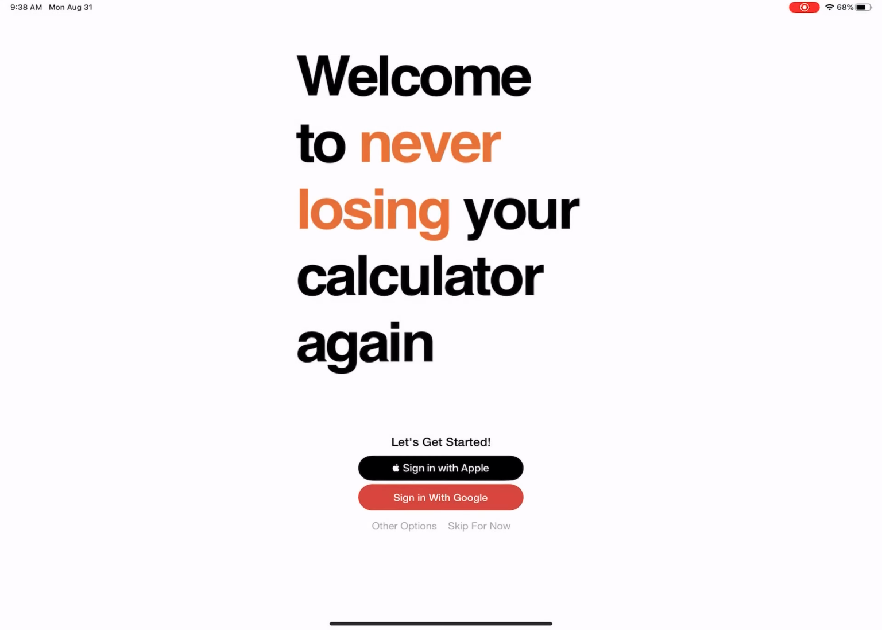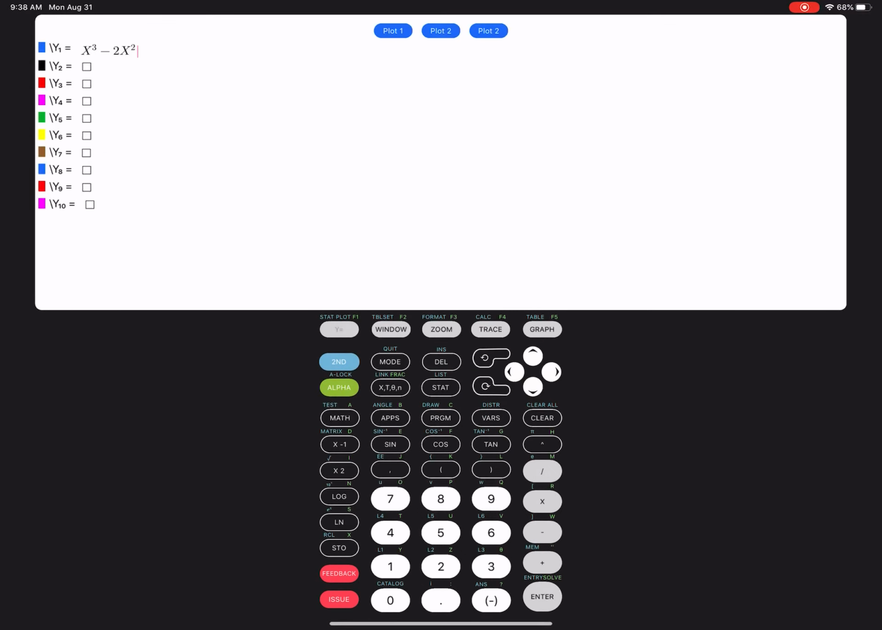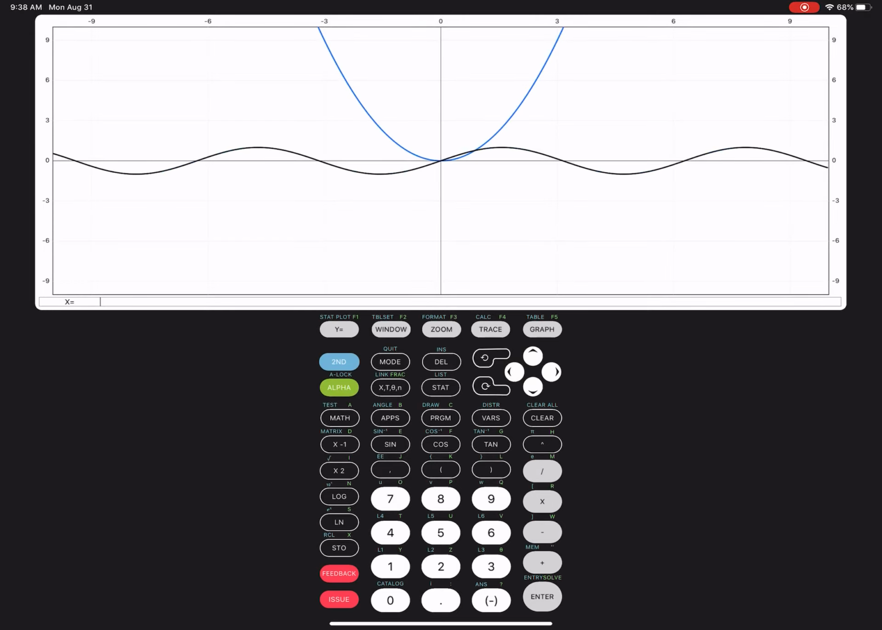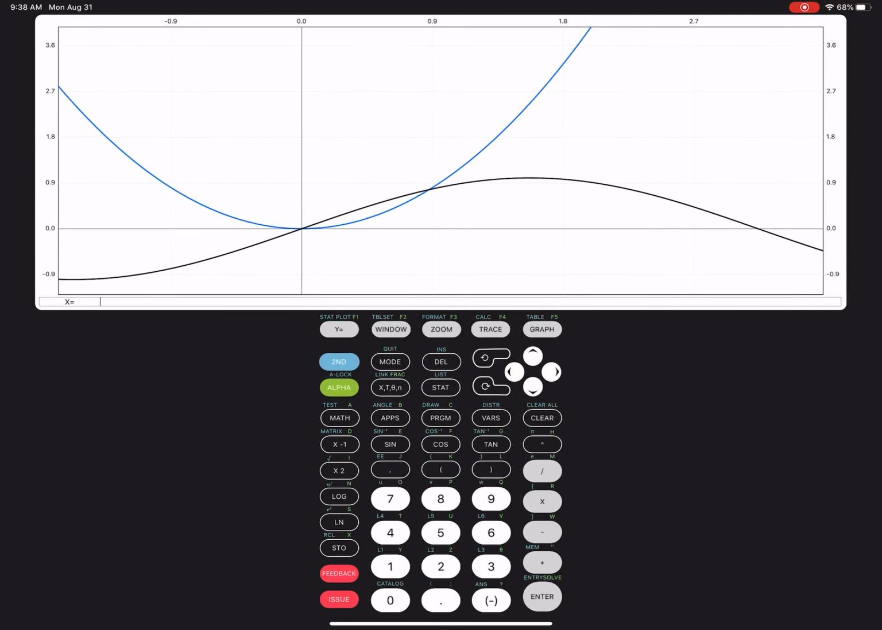So to get an idea of what's going on here, I'm going to graph this real quick. I'm going to graph x squared, and then I'm going to graph sine x. And so you can see right there that we've got two solutions. Looks like at 0, and then also around, I don't know, 0.8 something, 0.8788, something like that.